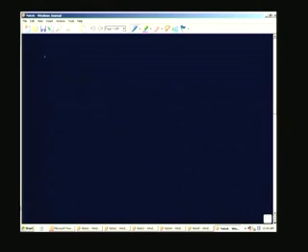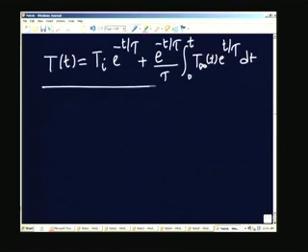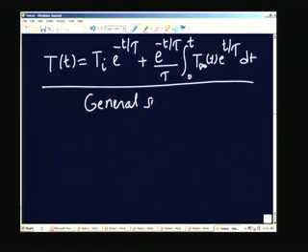solution as T, which is a function of t. I will multiply throughout by e to the power of minus t by tau. So, that becomes T i e to the power of minus t by tau plus e to the power of minus t by tau divided by tau, integral 0 to t of T infinity e to the power of t by tau dt. This is the general solution, and in fact, I can use this as the starting point to write down the solutions for all the 3 different cases we are going to consider.